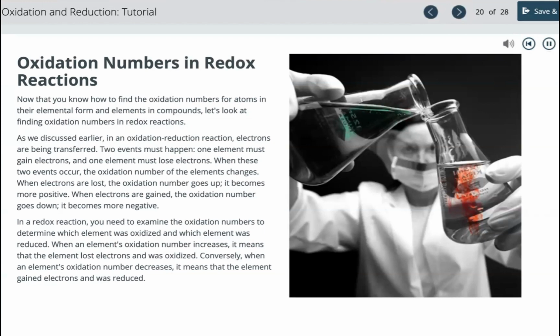When electrons are lost, the oxidation number goes up. It becomes more positive. When electrons are gained, the oxidation number goes down. It becomes more negative. In a redox reaction, you need to examine the oxidation numbers to determine which element was oxidized and which element was reduced. When an element's oxidation number increases, it means that the element lost electrons and was oxidized. Conversely, when an element's oxidation number decreases, it means that the element gained electrons and was reduced.